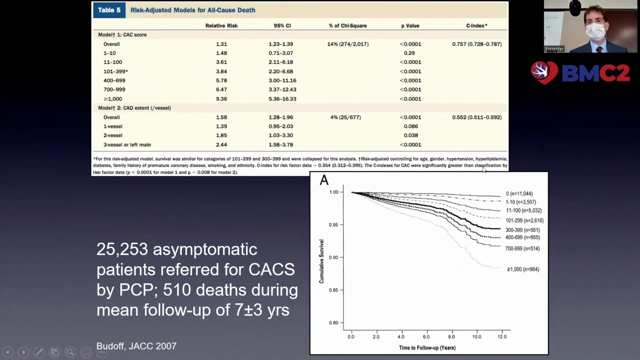But we do know that the higher your calcium score, the higher your risk of death. Calcium scoring measures the calcified plaque in your coronary arteries. It doesn't include the non-calcified plaque.